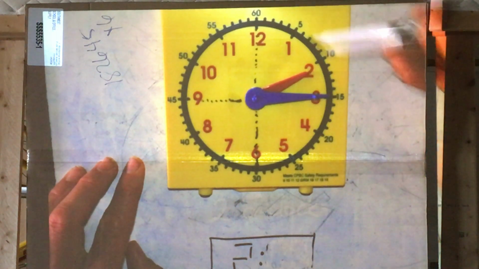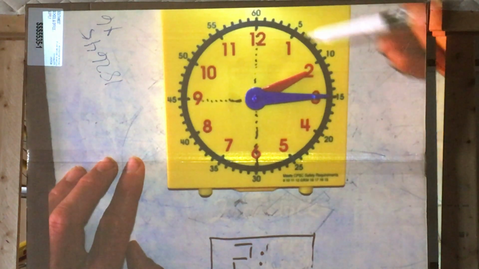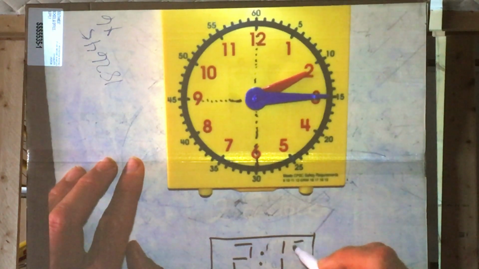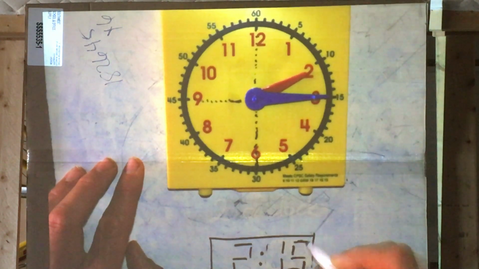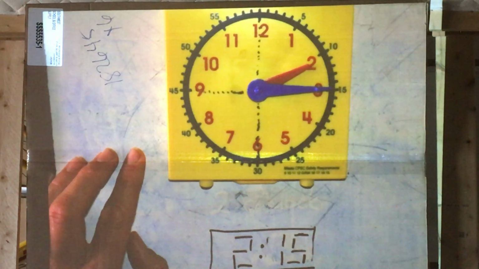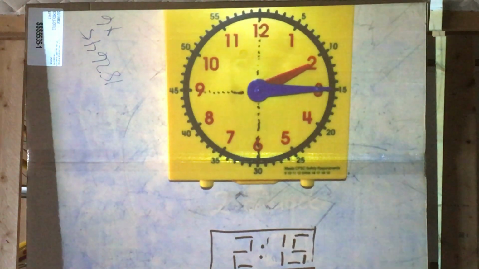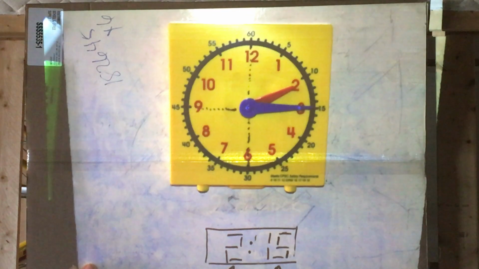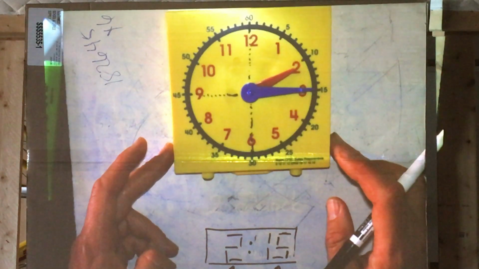Well, each one of these is going to be worth 5 minutes. So 5, 10, 15. So I'm going to put in there 2:15. Remember, this is our hour, and these are our minutes. Okay, just running out of room a little bit there. Wrong way. There we go. Great. So we've got hour and minutes there. Now, you can move that up a touch.